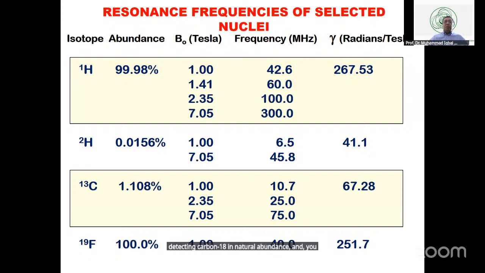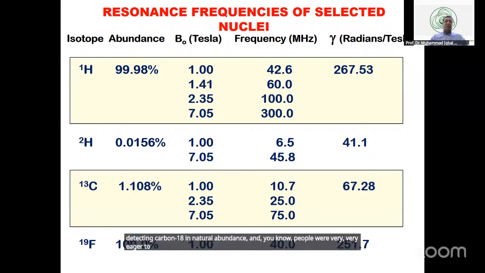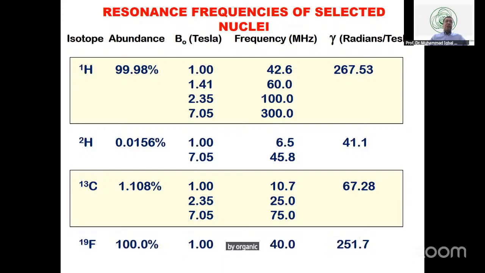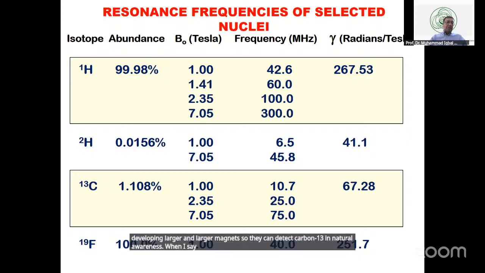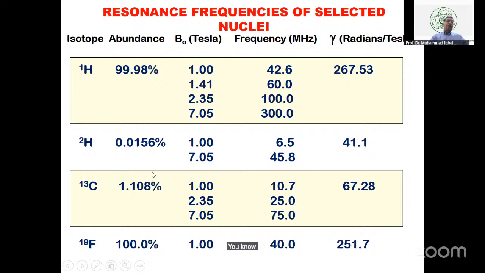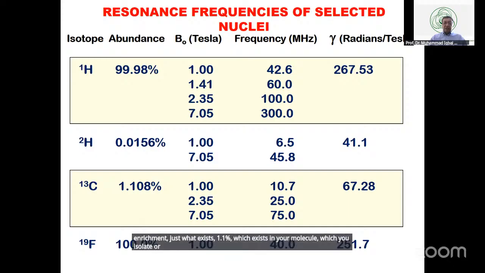People were very, very eager to detect carbon because all bioorganic molecules are made of carbon. And their interest in carbon was so enormous that they kept developing larger and larger magnets so they could detect carbon-13 in natural abundance. When I say natural abundance, it means without any enrichment, just what exists, 1.1%, which exists in your molecule, which you isolate or synthesize.